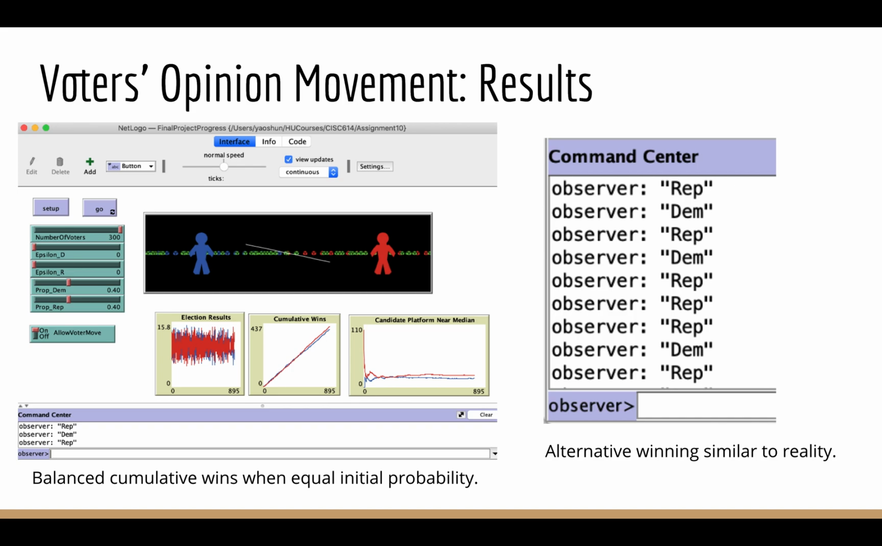With this implementation, the simulation results show much better. I observed balanced cumulative wins when the Democrats and Republicans are initialized with equal probability. Also, by logging the winners, I observed alternating winning patterns similar to reality.